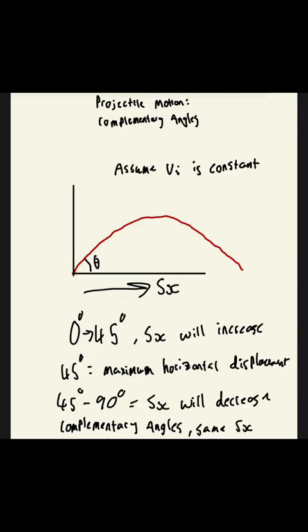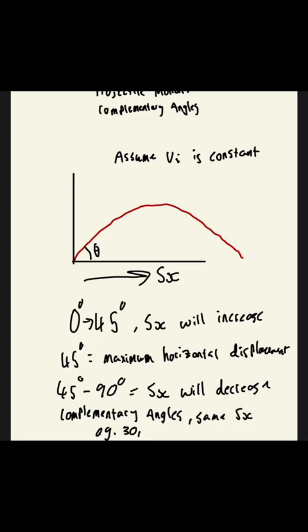So I'll just put an example down the bottom. 30 and 60 degrees are complementary angles. So they have the same horizontal displacement because they both add to 90 degrees. Okay. All right.